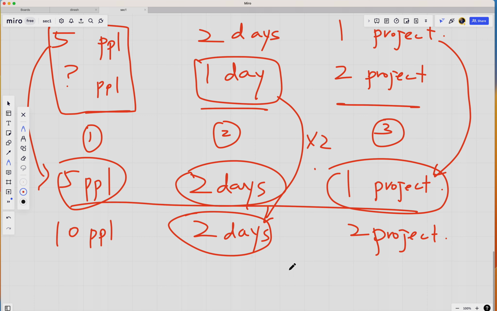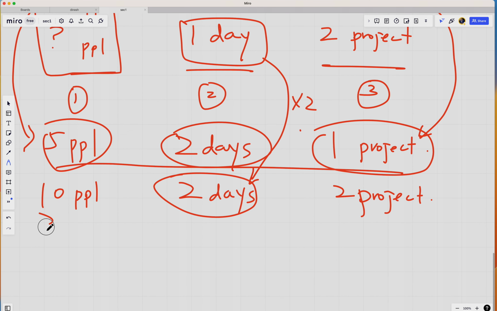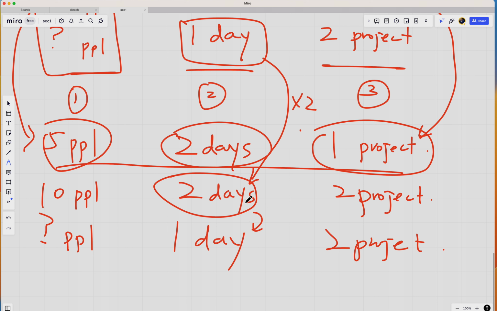So now it's pretty easy to see how many people 1 day needs to give you 2 projects: 20. Your day, the time, is divided by 2, so therefore your head count must be times 2 to counter the effect. Therefore it's 20. Does it make sense?